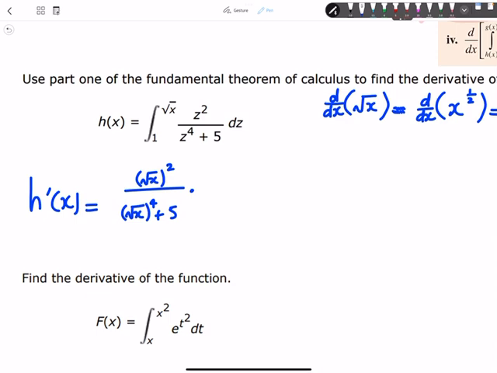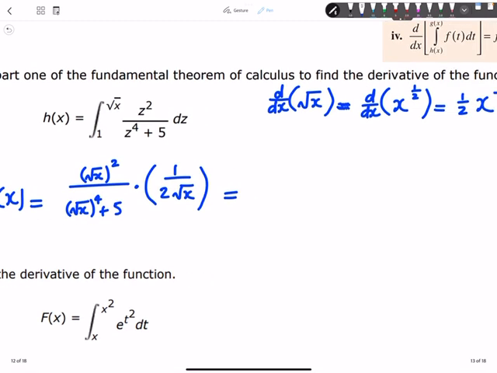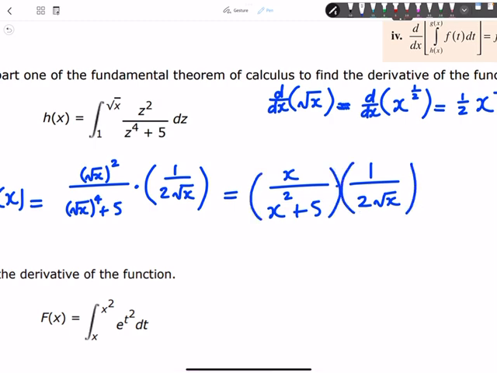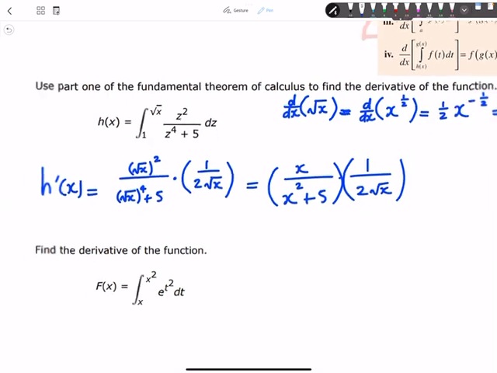And again, we just said the derivative of the square root of x is 1 over 2 times the square root of x. I would like to clean up my expression just really ever so slightly. We can write this, of course, the square root of x squared is just going to be x over x squared plus 5 times 1 over 2 times the square root of x. I'm going to keep this in parentheses just to make sure we see that these two terms are being multiplied together.